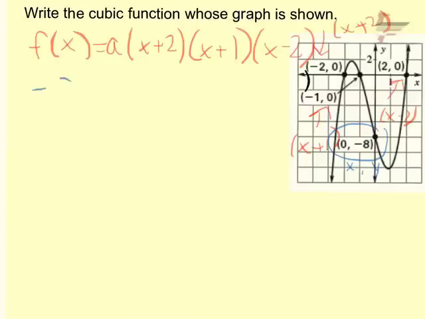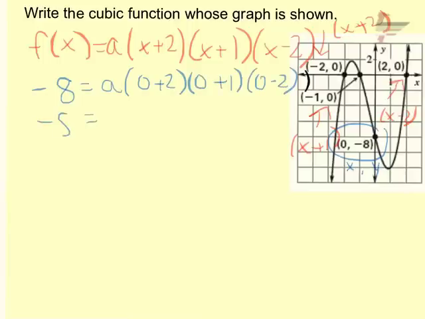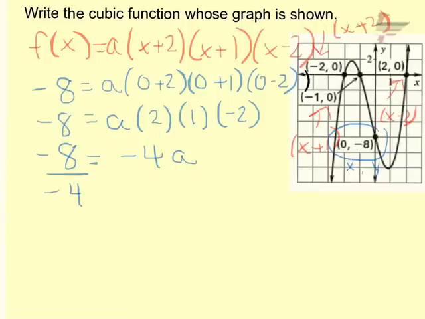So I'm going to plug -8 in for y, and I'm going to plug in 0 for all of the x's, and I'm going to simplify and be real careful. It should be easy math, but you don't have your calculator. 0 plus 2 is 2, 0 plus 1 is 1, 0 minus 2 is -2. I'm multiplying all of these, so 2 times 1 is 2, times -2 is -4a. And then I'll divide both sides by -4, and I see that a is +2.